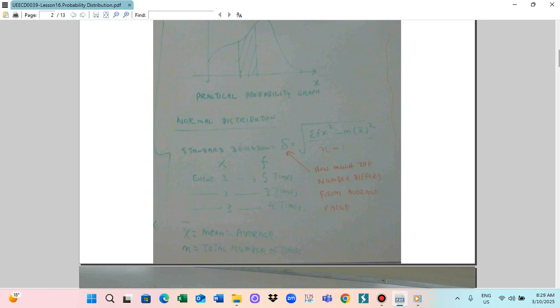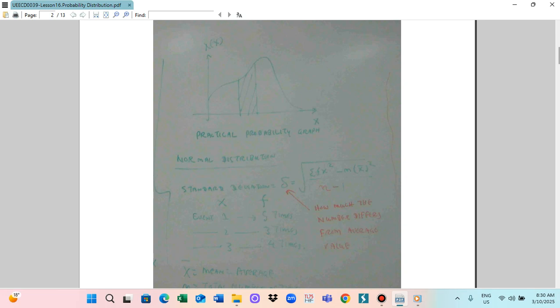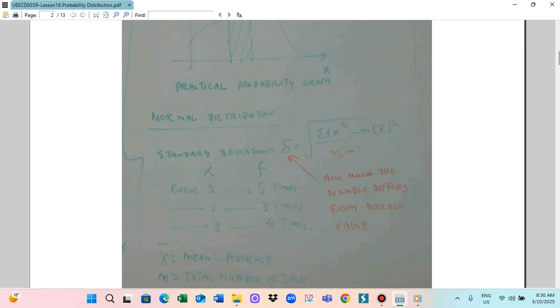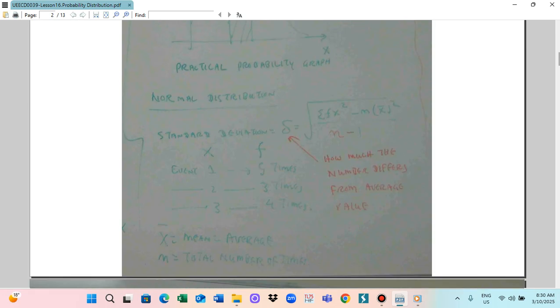So the data values are 1, 2, 3. So this is the H, frequency is the F. So the standard deviation equation you can calculate: summation of F h square minus N multiplied by h bar square, divided by N minus 1. So this is the standard deviation. Sometimes you calculate standard deviation 2, sometimes standard deviation 1, sometimes you got the standard deviation 0.5.